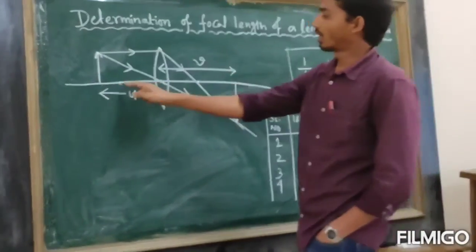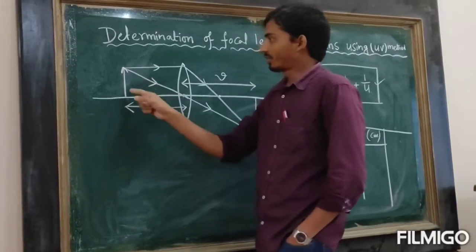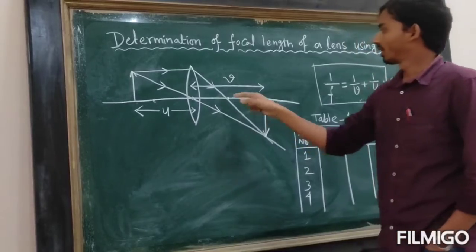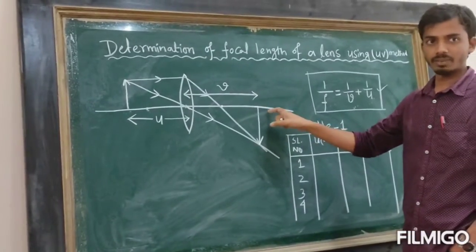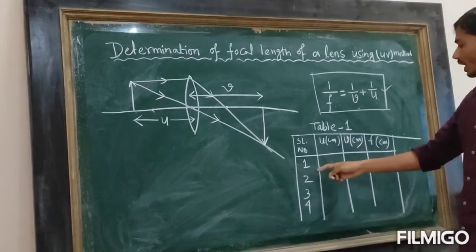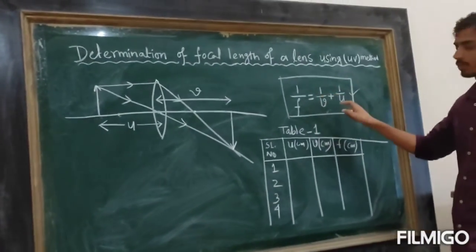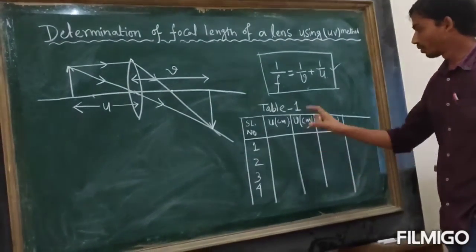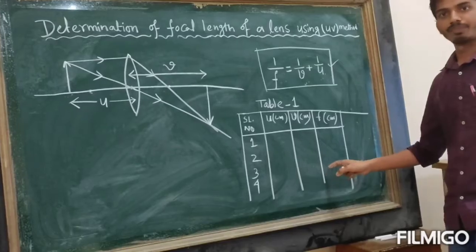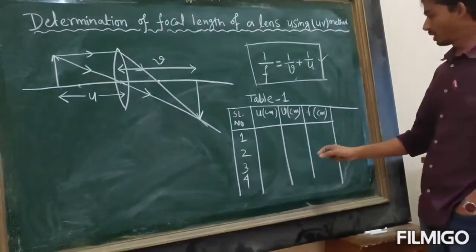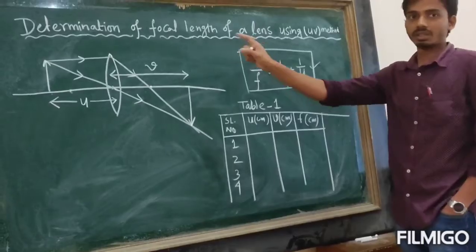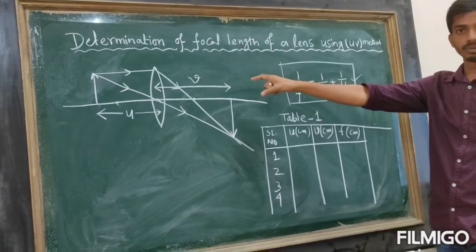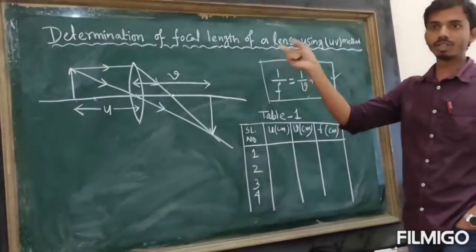Suppose you displace the object by some distance, and after that you will get the image distance. If you note this and do the calculation using this formula, you will get the focal length. If you take 3 or 4 such readings, you then have to take the mean. This mean will give the focal length of the given lens. So it is clear what you need to do. Now we will go to the setup.